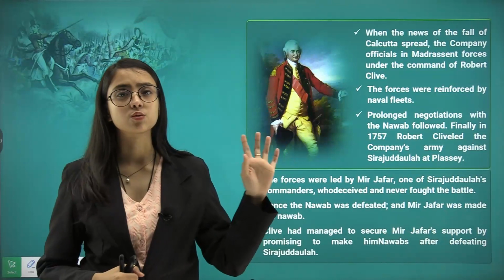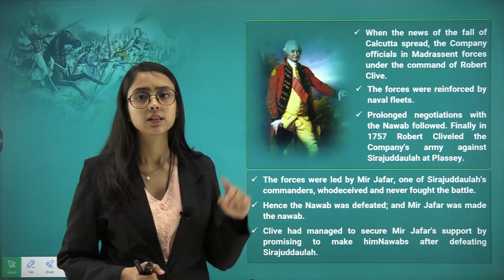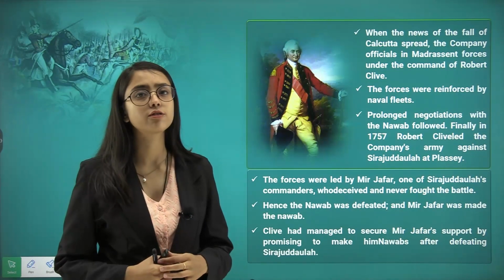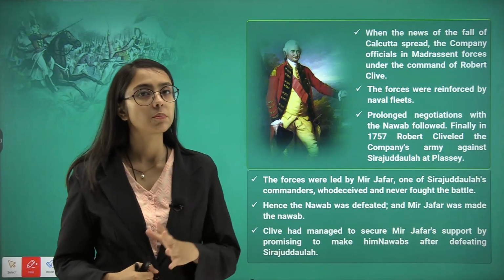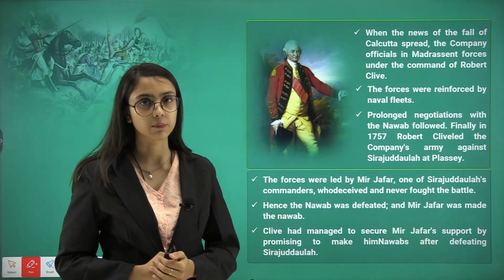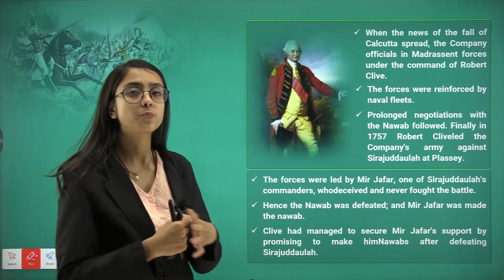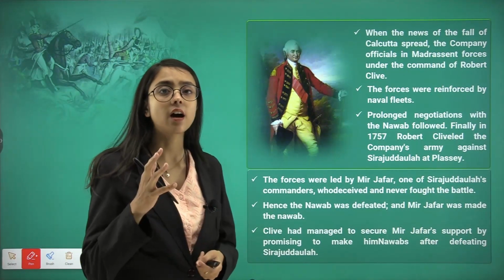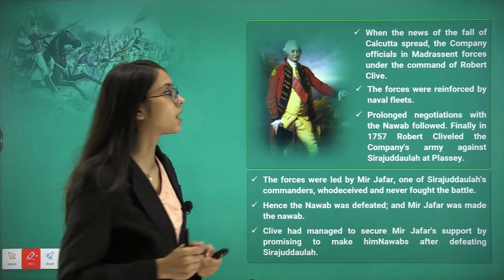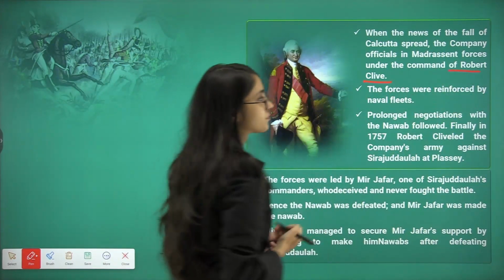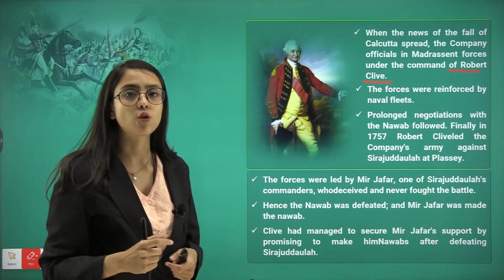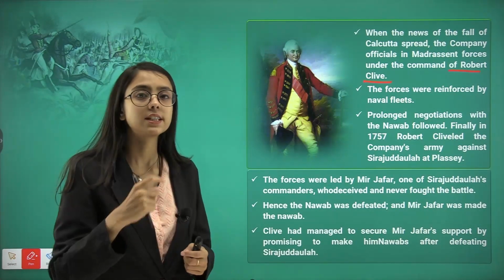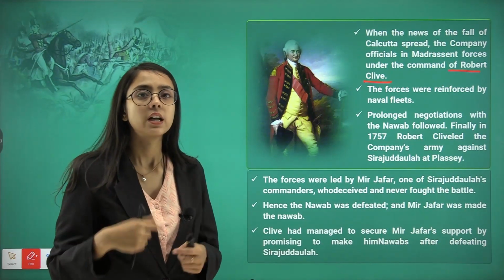When this news spread across Calcutta, the company officials in Madras sent their forces under the command of Robert Clive. Of course the company was not going to sit and watch what was happening in Bengal. After the news spread across the continent, the company officials in Madras sent their army under the command of Robert Clive. These forces were reinforced by naval fleets, the British Navy.